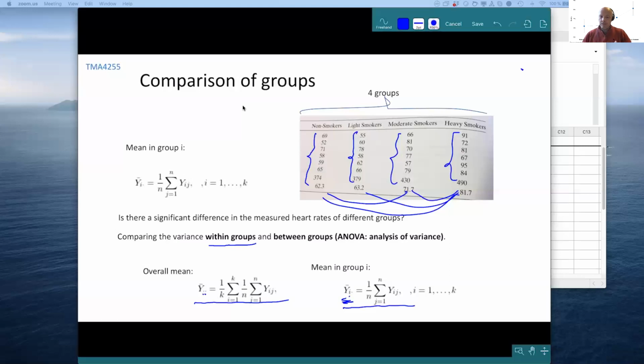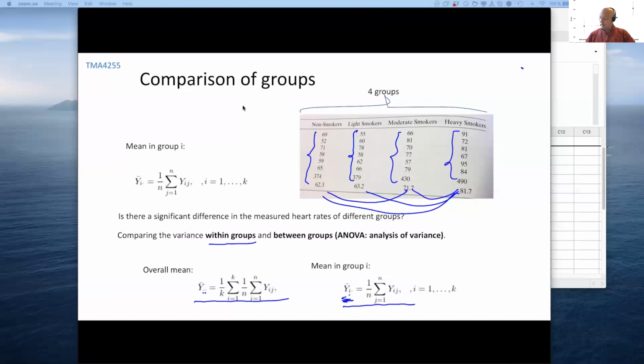And that's of course interesting, because if there's no difference between the groups, they can just be merged. We don't need to study the groups differently. Or maybe some groups can be clustered, whereas others cannot be clustered. So these are the questions analysis of variance is trying to answer.